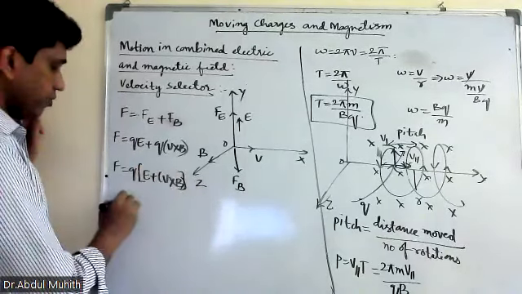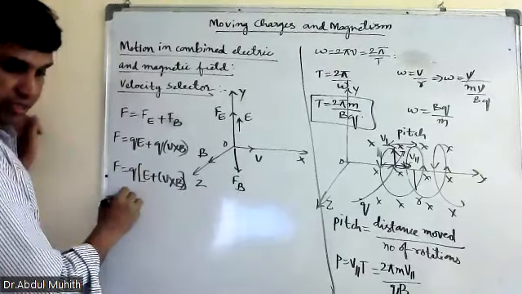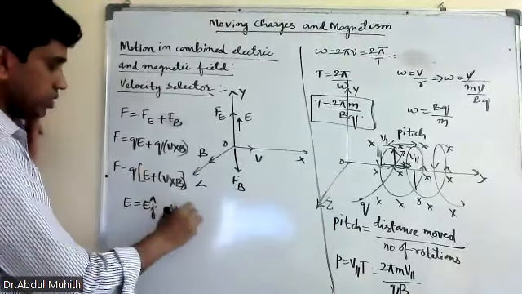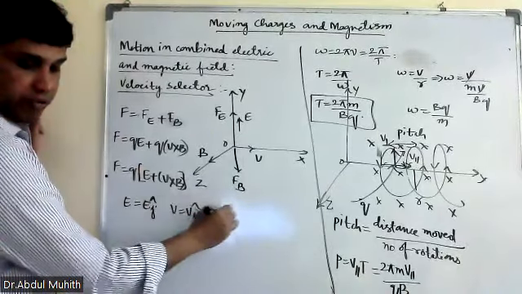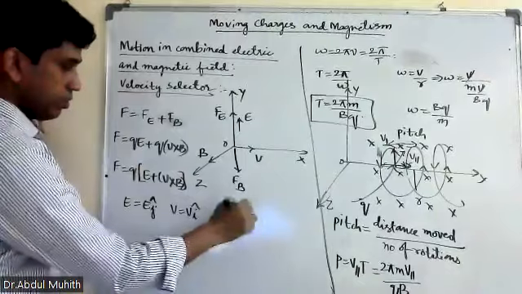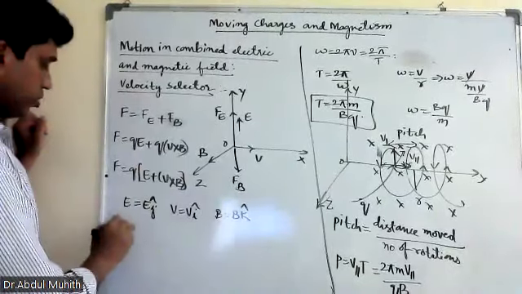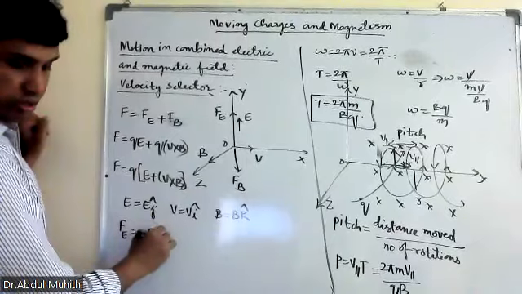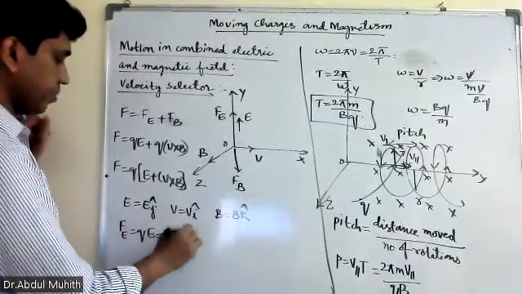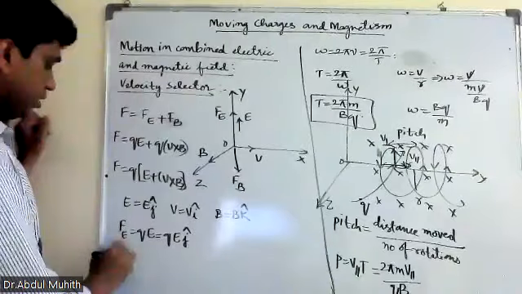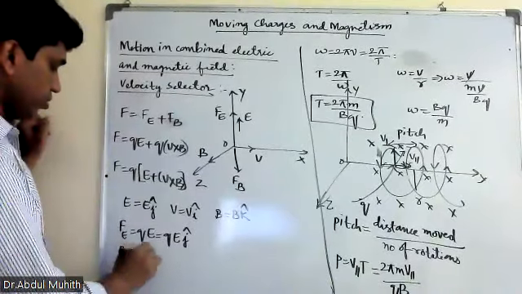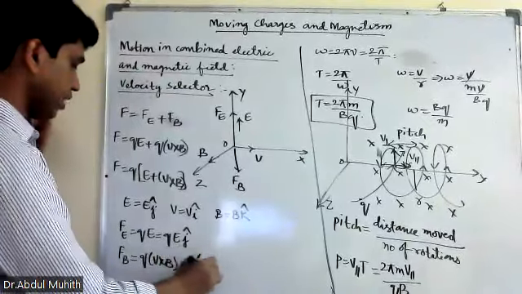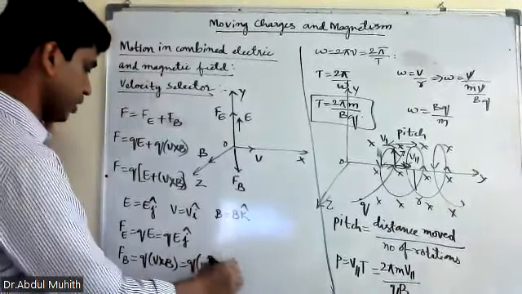Now see here, electric vector E is equal to E j cap. Velocity V is equal to V i cap. And magnetic field B is equal to B k cap. So we are writing Fe is equal to Q into E, which is equal to Q E j cap. And Fb is equal to Q into V cross B, that is equal to Q into V i cap cross B k cap.